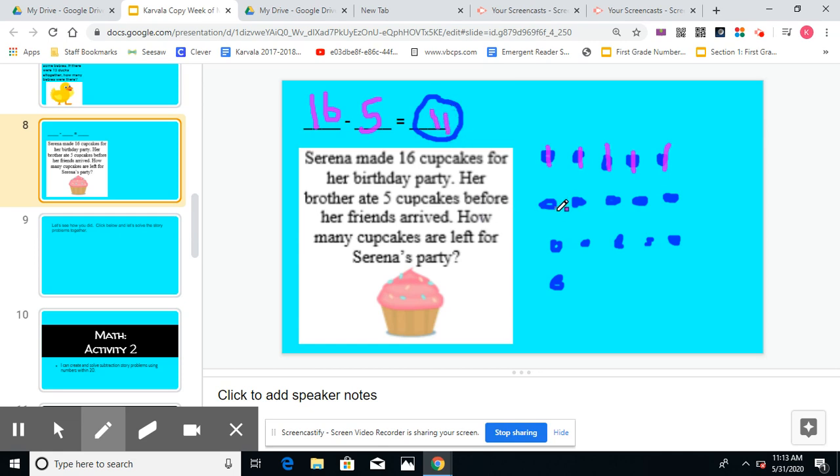So let's check over ourselves. Did we draw? Did we use manipulatives? Did we restate the problem in our own words? Did we write a number story or number sentence? 16 take away 5 is 11. You could use a number line. You could use your fact families. 11 and 5 go with 16. Great job, boys and girls.